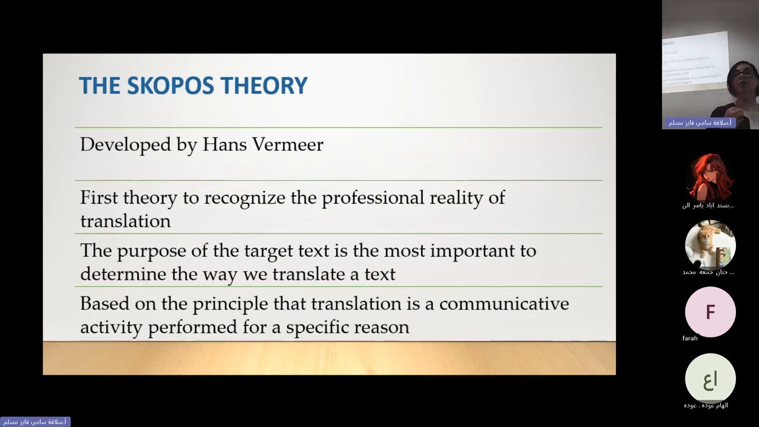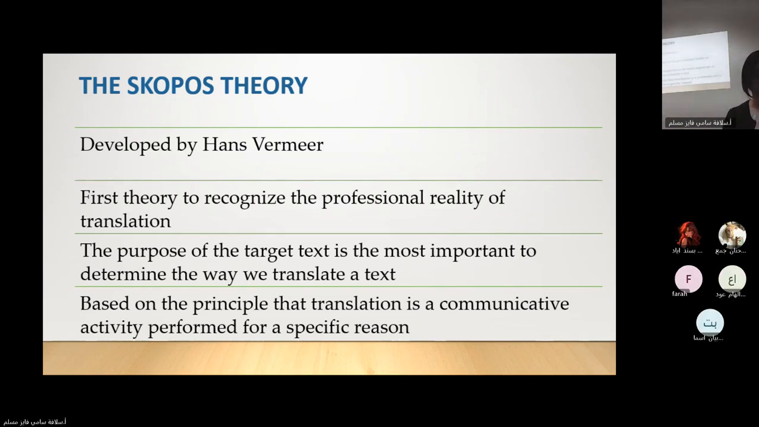Today we will talk about something called the Skopos theory. See it? Yes. So remember the name. This theory was developed by a researcher or a theorist called Hans Vermeer. Hans Vermeer is a very well-known theorist in the world of translation. So what did he say? He said he used this theory as the first theory to recognize the professional reality of the translator.